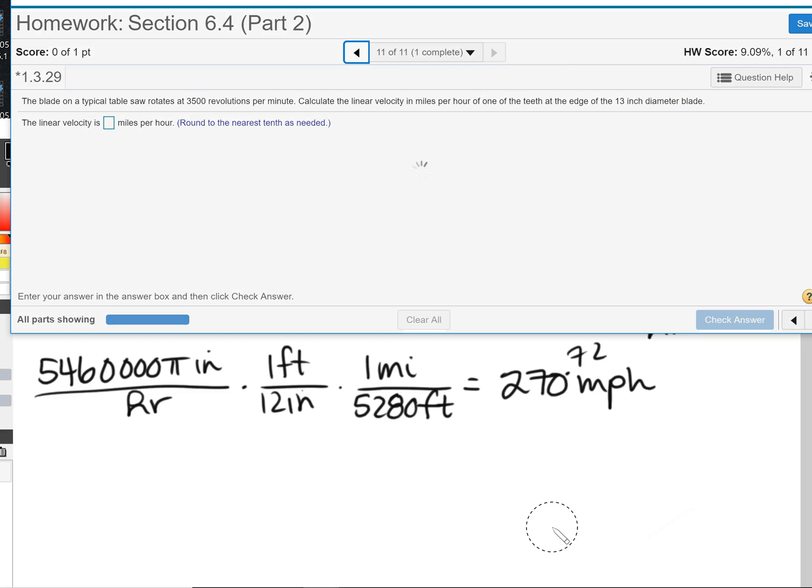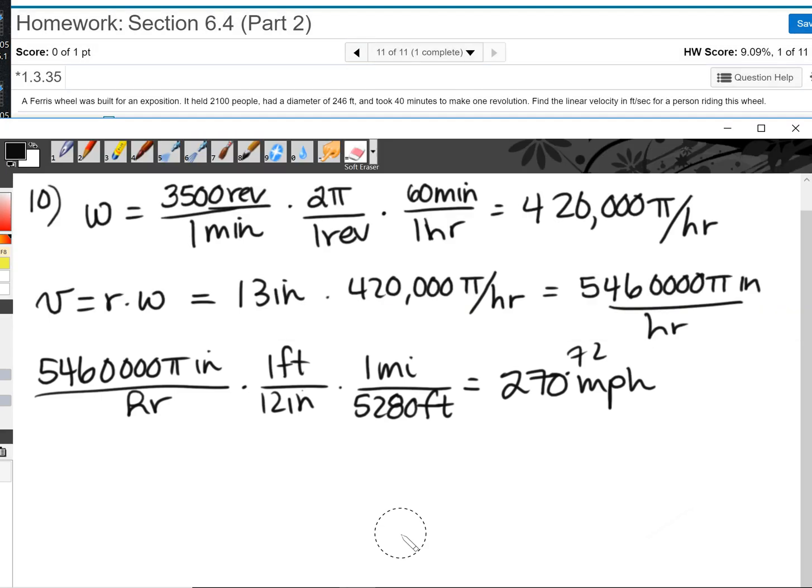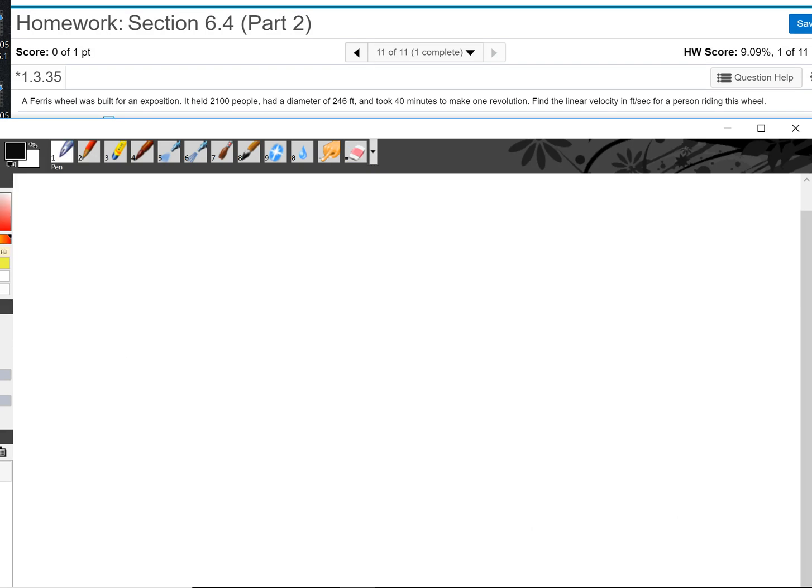Let's look at this last one. This one is going to be pretty similar, but I'll set this up for you. I want to make sure you guys are understanding this well. We have a Ferris wheel that was built for an exposition. Well, I'm a math teacher, guys. Anyway, it held 2,100 people, had a diameter of 246 feet, and took 40 minutes to make 1 revolution. So the 2,100 people doesn't matter. Find the linear velocity in feet per second for a person riding this wheel.